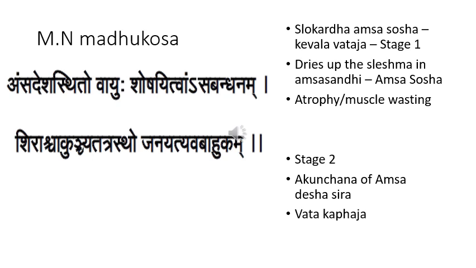The second stage is Sira Kunchas tatrasto janayet Apabahukam. So Akunchana of the Amsadesha siras occurs and it causes Apabahuka. This condition is considered by Madhukosha as Vata Kaphaja. So Kapha is also involved in this sira kunchana, or obstruction in the siras. So Madhava Nidana has mentioned two conditions, Amsa-shosha and Apabahuka. Amsa-shosha is the preliminary stage, and the subsequent condition, Apabahuka, is the second stage.